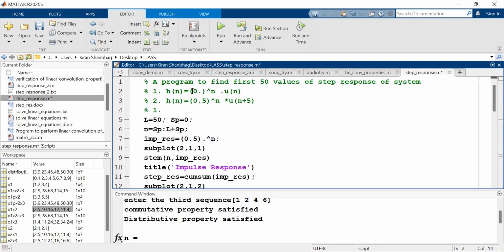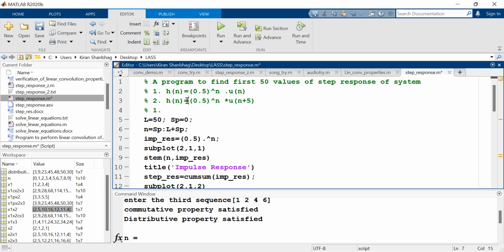I hope you know what I intend to say here. You can have 0.5, you can have 2, or whatever the value. 0.5 makes sense, by the way, because 0.5 to the power n into u of n is a stable system. 2 to the power n into u of n is unstable. So this number makes sense. When I defined 0.5 to the power n u of n, I started from 0 and went till 50 points. I used a dot power, a scalar power of individual values: 0.5 to the power 0, 0.5 to the power 1, 0.5 to the power 2, 3, 4, and up to 50 values.